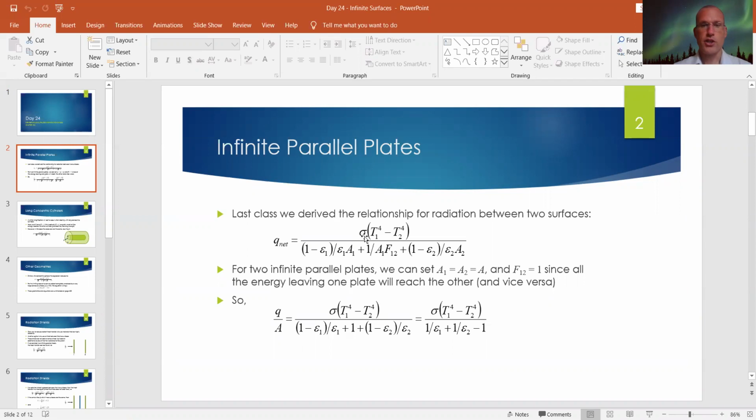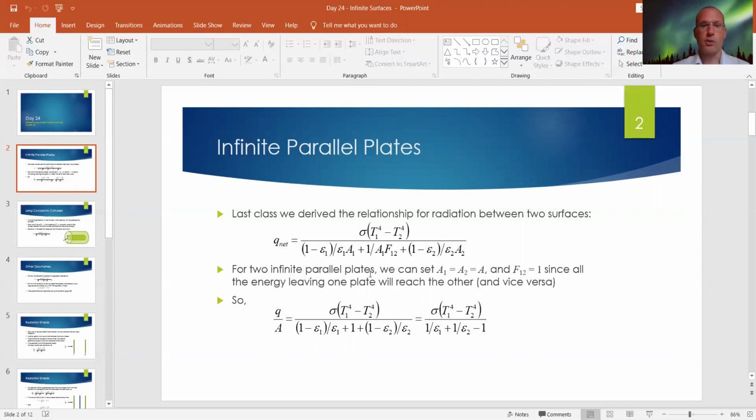Last class, we derived this relationship between two objects: sigma (T1 to the fourth minus T2 to the fourth), so that's your total power generated, E_b. And then on the bottom, we have these resistances: (1 minus epsilon 1) over epsilon 1 A1, that's the resistance to actually make it off the surface; 1 over A1 F12, to make it from surface 1 to surface 2; and then (1 minus epsilon 2) over epsilon 2 A2, that's to actually get absorbed into the second surface. So that's my total overall heat transfer between my two objects.